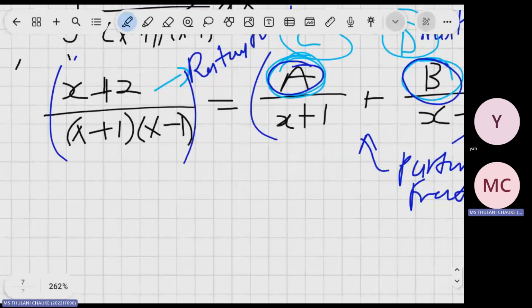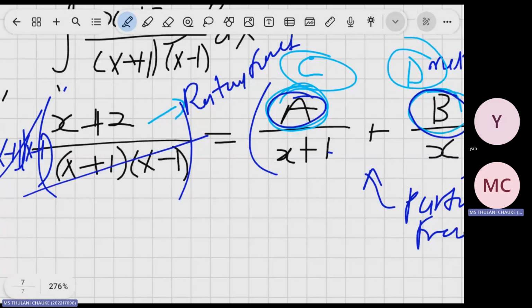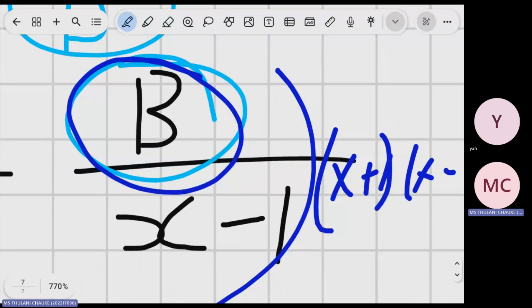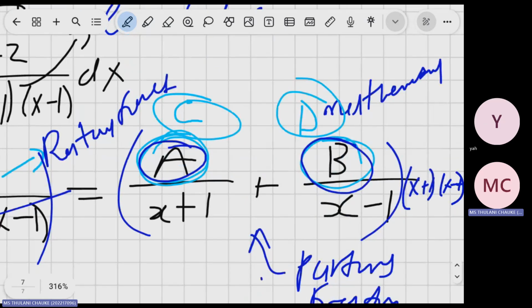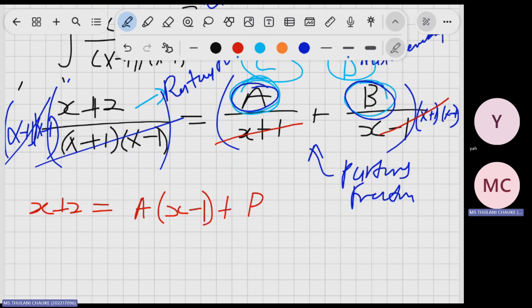So we'll multiply both sides by x plus 1, x minus 1, such that here it will cancel. And then I also multiply it here, x plus 1, x minus 1. Then on the left, I'll remain with x plus 2. Then here I'll have A, then x plus 1 and x plus 1 cancel, I'll have x minus 1, plus B, x minus 1 and x minus 1 cancel, I'll remain with x plus 1.